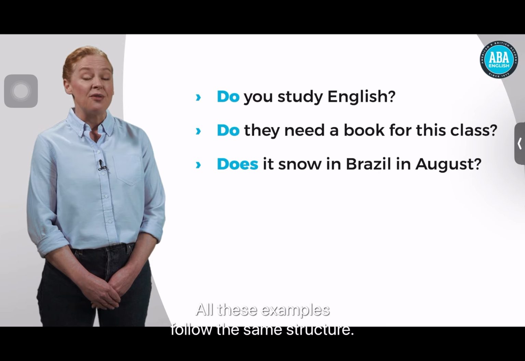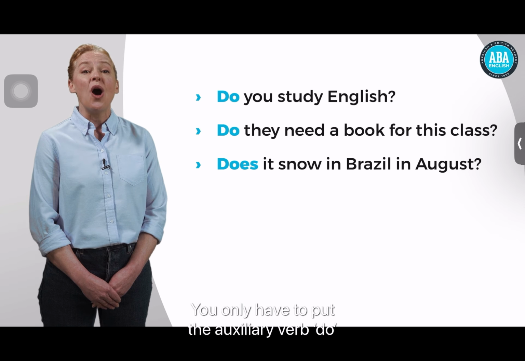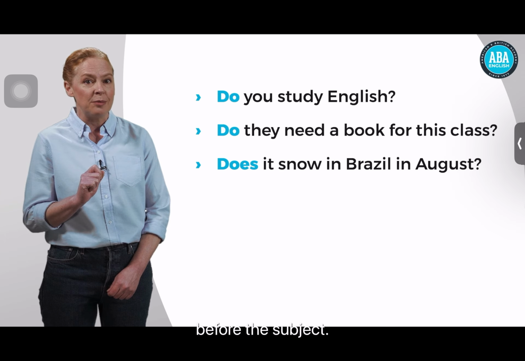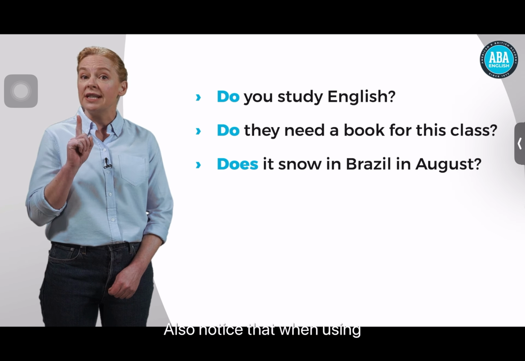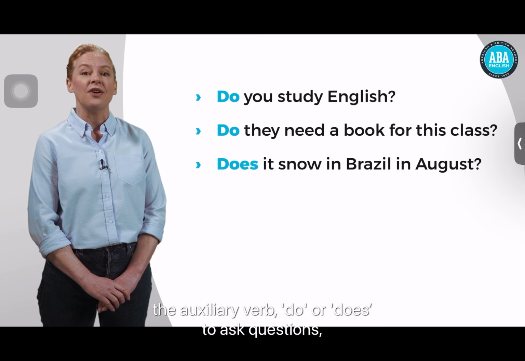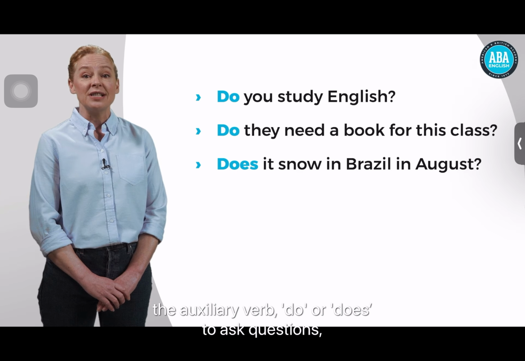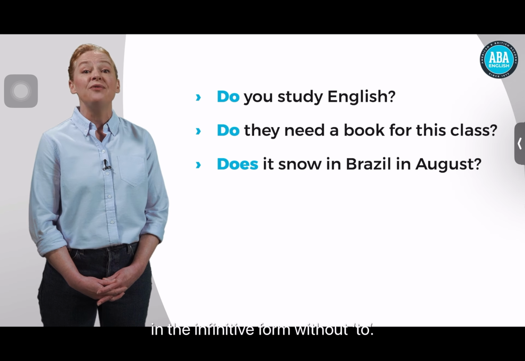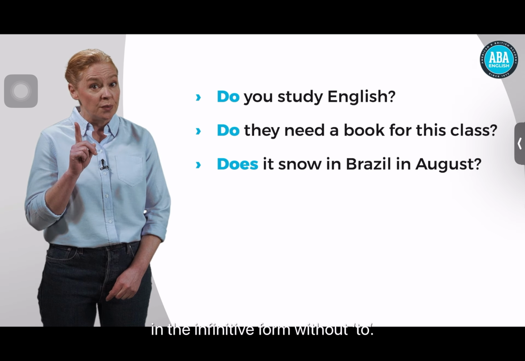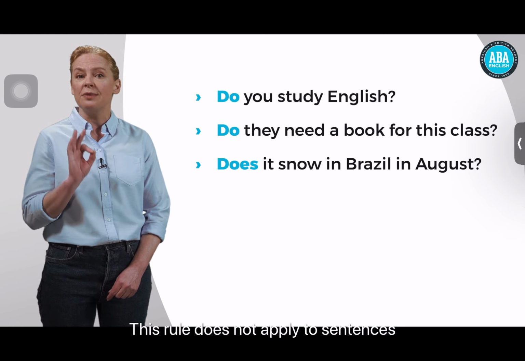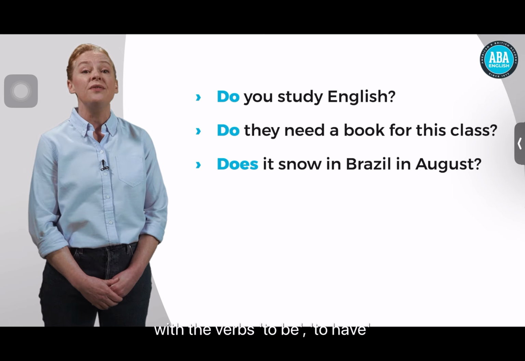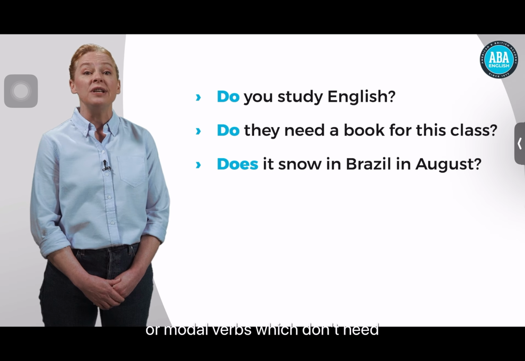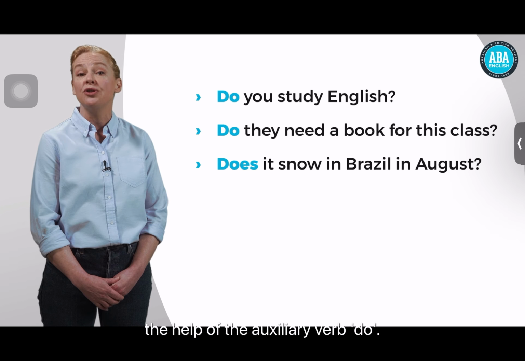All these examples follow the same structure. You only have to put the auxiliary verb do before the subject. Also, notice that when using the auxiliary verb do or does to ask questions, you must always add the main verb in the infinitive form without to. This rule does not apply to sentences with the verbs to be, to have, or modal verbs, which don't need the help of the auxiliary verb do.